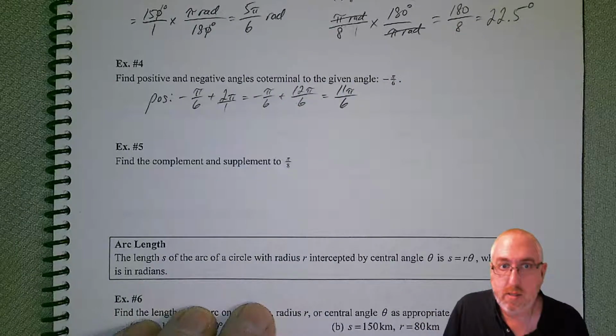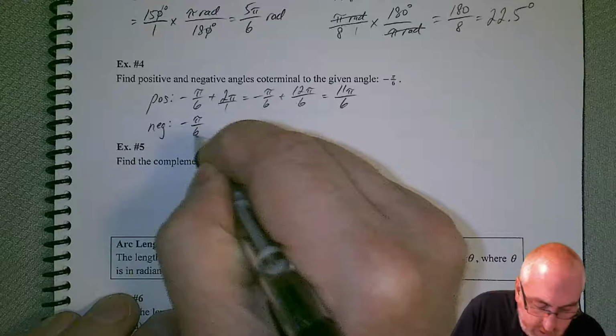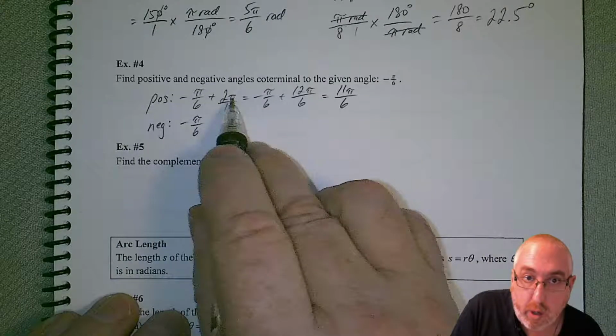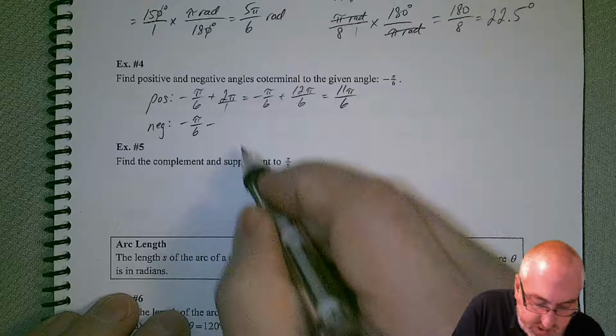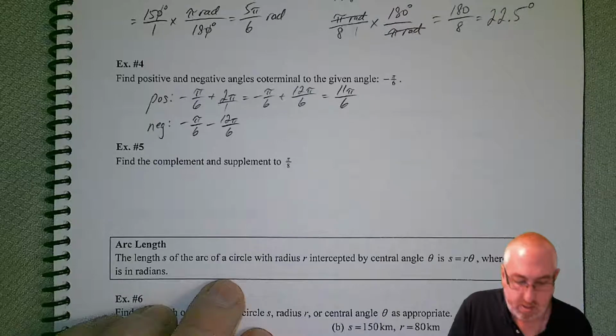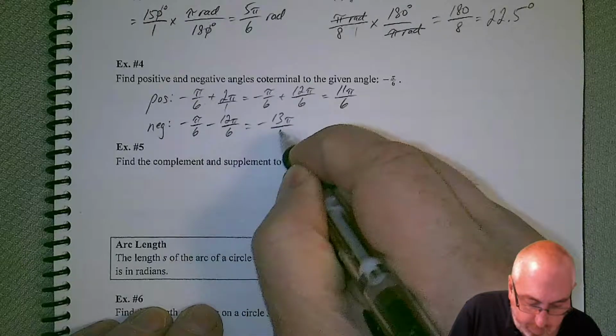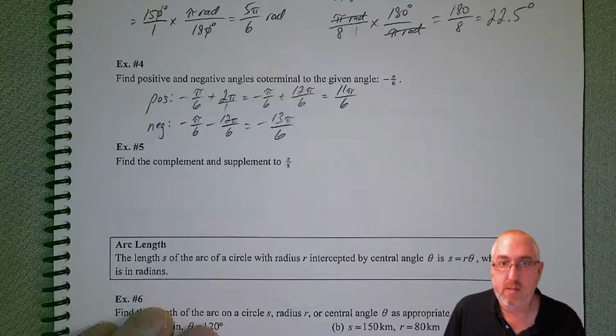And so our negative is going to be the same style. And since we know we are subtracting 2 pi, let's just cut to the chase. Let's subtract 12 pi over 6. So a negative 1 and a negative 12 is a negative 13 pi over 6. And we're done.